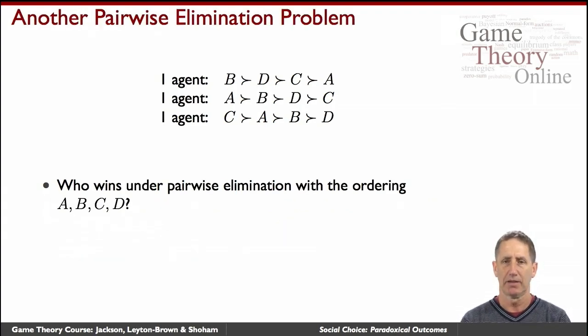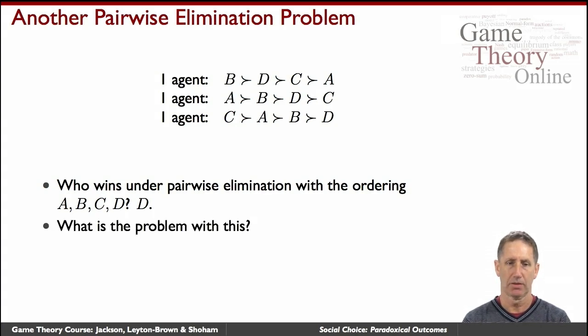And here is another example. There are 3 agents and 4 candidates, and the preferences are as written up there. Now, consider again pairwise elimination with the A, B, C, D ordering. And what would you get? Again, pause the video for a second, think about it, and realize that the winner would be D.